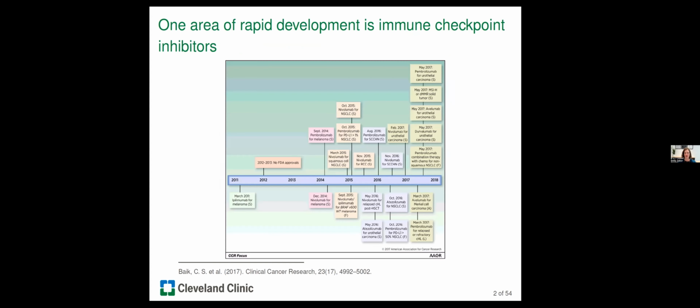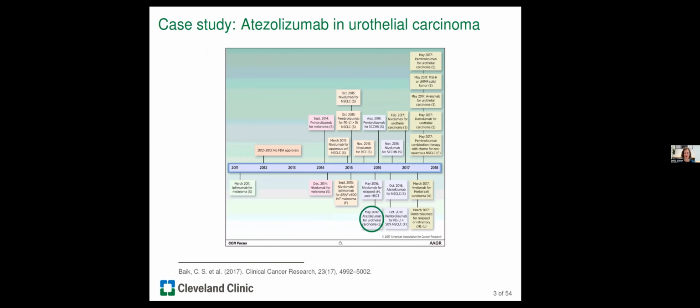And one area of particularly rapid development in oncology has been in immune checkpoint inhibitors. And so this is just showing a timeline, not to the present day, but up through 2018, of immune checkpoint inhibitor development, with the first being approved in 2011, which was ipilimumab for melanoma, and then a number of years of break, and then an explosion in these immune checkpoint inhibitors, a really rapid pace of development in this area. And one of those drugs was atezolizumab, which was approved for a number of different indications. And one of them was metastatic urothelial carcinoma in May of 2016. And that's the context I'm going to focus on today.